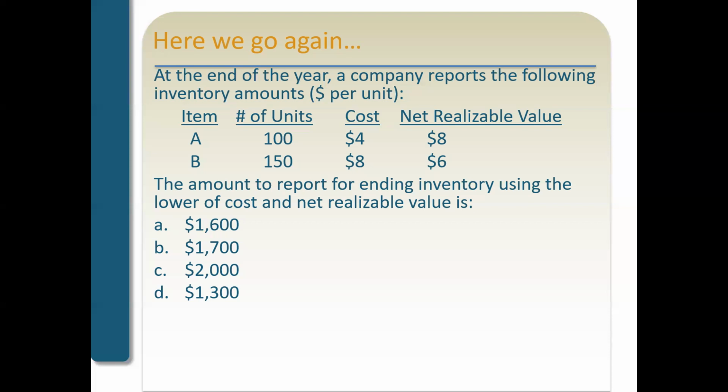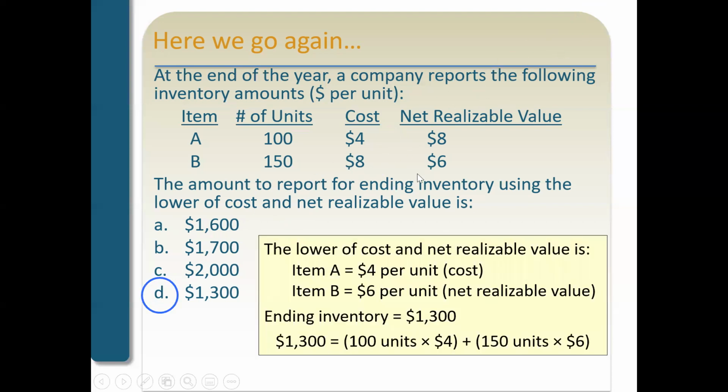Anyone have an idea? So on item A, the cost is 4, the net realizable value is 8, which is lower. Don't need to do anything. Item B, the cost is 8, the net realizable value is 6. Do we need to do something? We do. We need to reduce it by $300, right? So that would mean that our new cost in inventory is 150 times $6, and item A is 100 times $4, 1,300. Does that make sense?